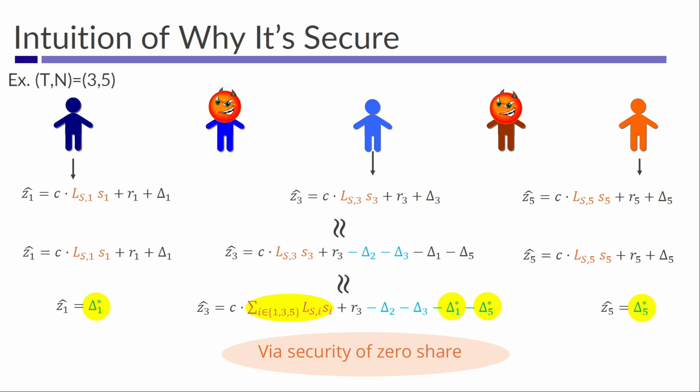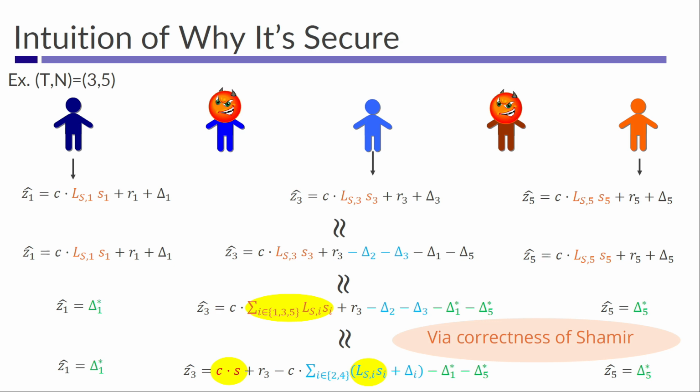So what we effectively have done is offset these delta 1s by this partial secret key S1 and S5, and just put it into user 3. And this is just a statistical thing, so this will follow by virtue of the zero share. At this point, the most interesting thing is that via the correctness of the Shamir secret sharing scheme, the sum of all the honest users' partial secret keys can be equally written as the actual secret key minus all the corrupted users' partial secret keys.